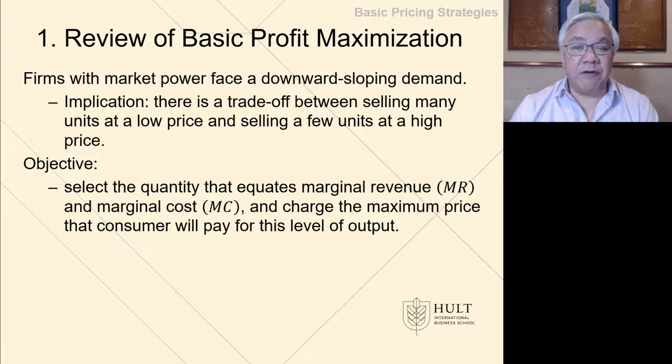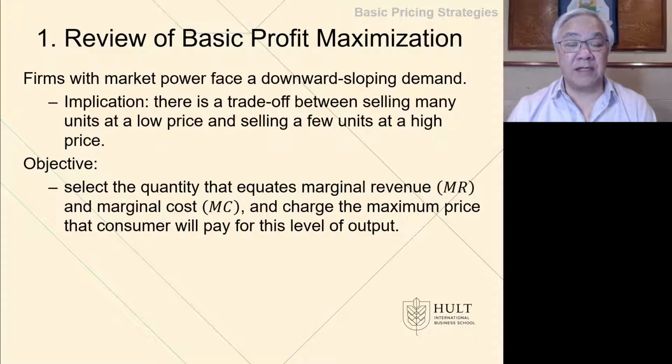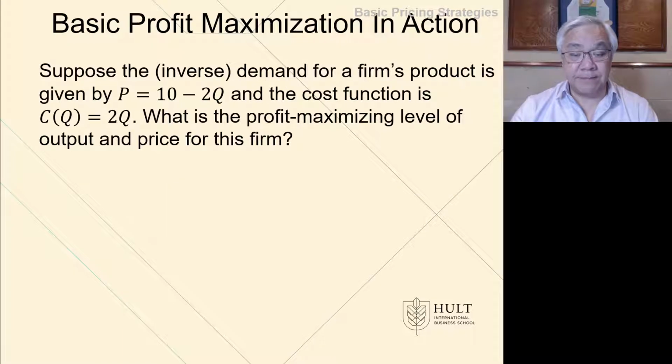First, let's look at a review of basic profit maximization. Let's say you have a firm with market power and you're facing a downward sloping demand. The implication is there's a trade-off with high number of units at low price or a few units at a high price. So our objective is to set the quantity that equates marginal revenue and marginal costs. Therefore, that charges the maximum price the consumer will pay at that level of output.